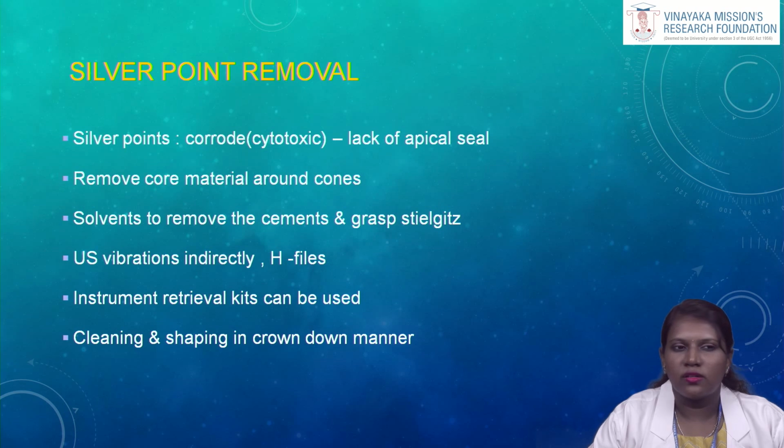Silver points are not actually used nowadays, but in the olden days silver points were preferred as an obturating material. Silver points corrode easily and it leads to lack of apical seal. Removal of core material around cones, solvent to remove the cements and grasp with a plier. Ultrasonic vibration is used indirectly, and we can use H files to remove it. Instrument retrieval kits can be used, cleaning and shaping in a crown-down manner.